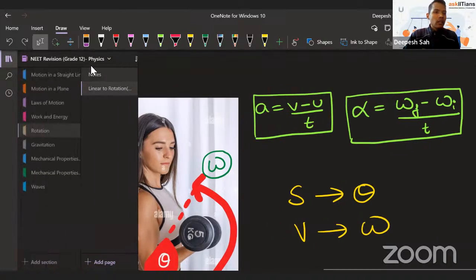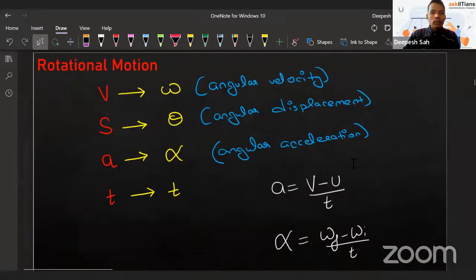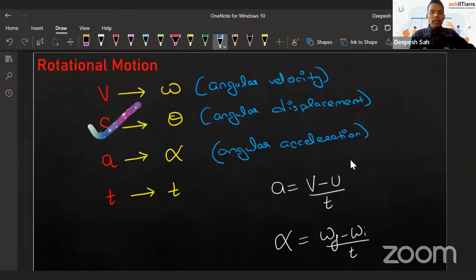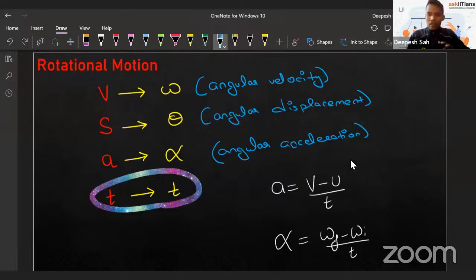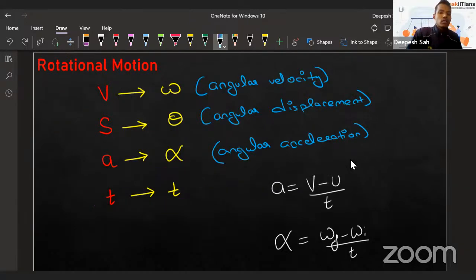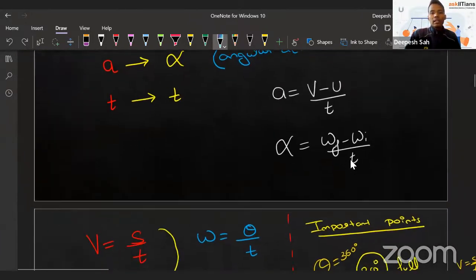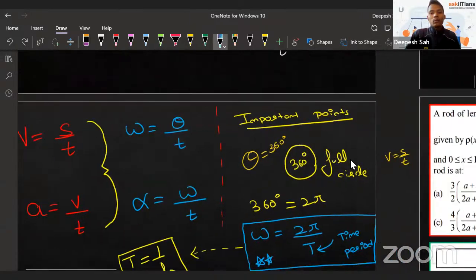So what can we say? Till now, whatever we have learned, we can apply everything. Velocity gets converted into angular velocity because we are rotating now. Displacement gets converted into theta, that is angular displacement. Acceleration gets converted into angular acceleration, and time remains time. Time is a scalar quantity, it's not a vector quantity. That's why it will not change at all. Okay. Now this will continue with a slight difference.